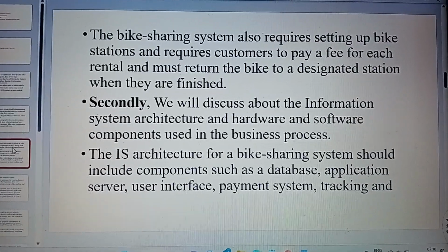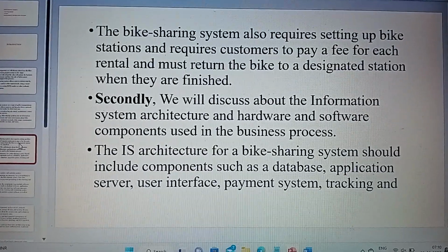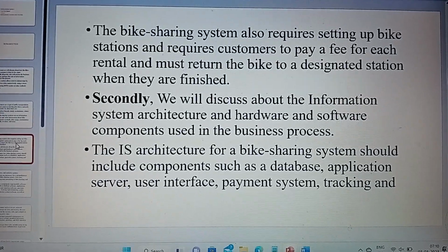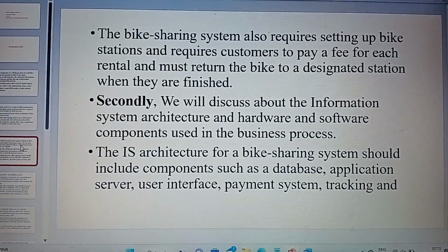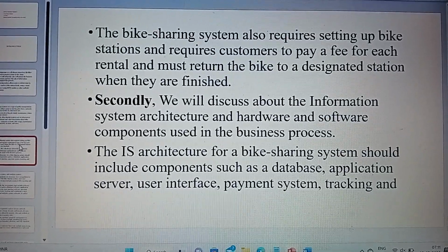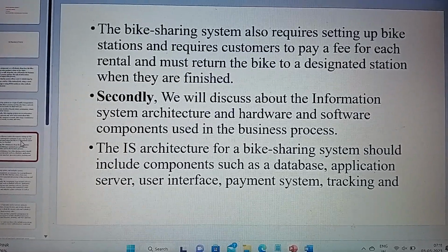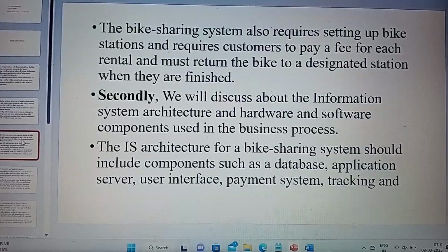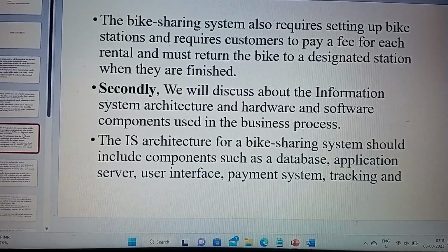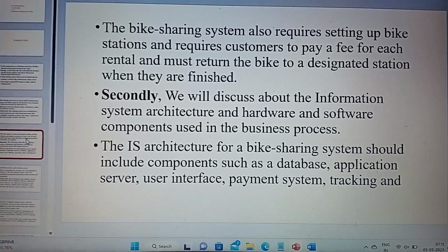The bike sharing system also requires setting up bike stations and requires customers to pay a fee for each rental and must return the bike to a designated station when they finish. After the completion of the ride in the bike sharing system, the information system is also used to store where the bike is placed in the designated station after they finish.